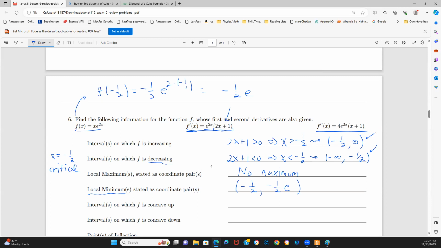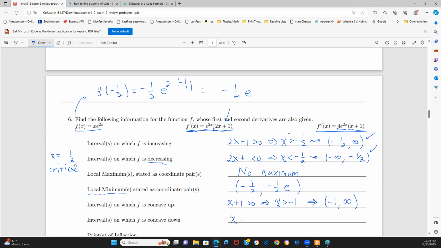All right, so for concavity, we need to look to the second derivative. Again, this e to the 2x is always positive, and of course 4 is always positive. So the sign is completely determined by this x plus 1. So when x plus 1 is bigger than 0, which is the same thing as saying x is bigger than negative 1, we are concave up. So the second derivative will be positive. So we're concave up on the interval negative 1 to infinity.